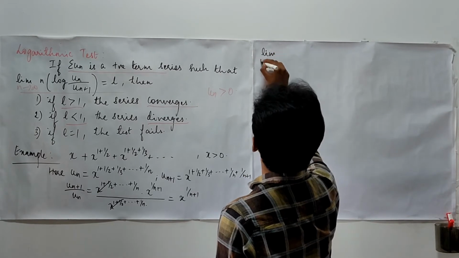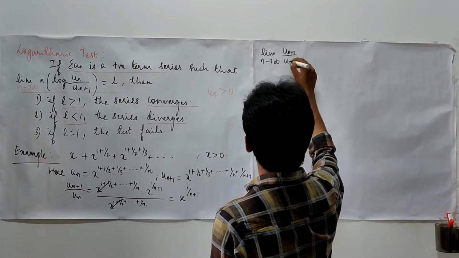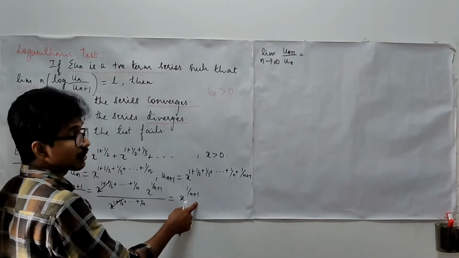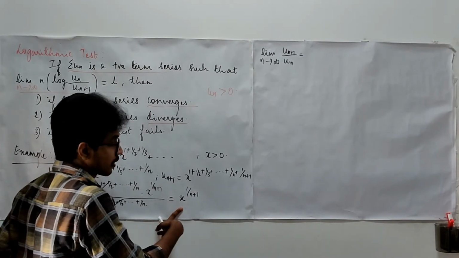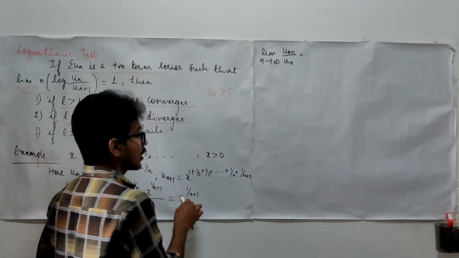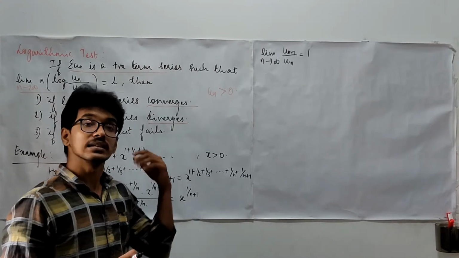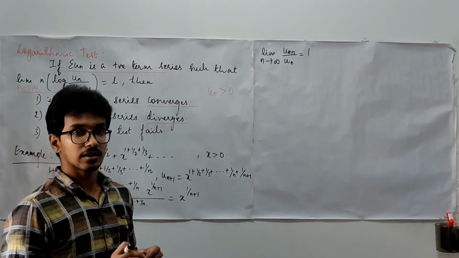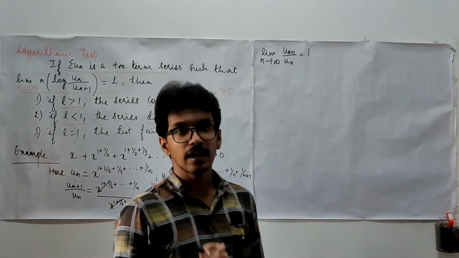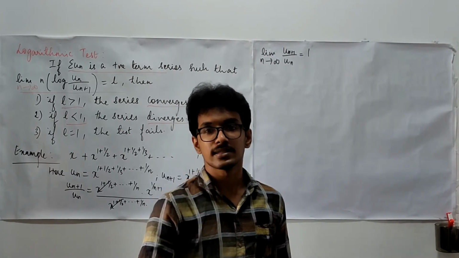Therefore, limit n approaches infinity of un plus 1 upon un is what? When you make your n approach infinity, what are you going to get? Anything power 0, which is going to be 1. If your x itself is infinite, then the limit does not exist. Either the limit does not exist or it is 1. In both the cases, the test fails.